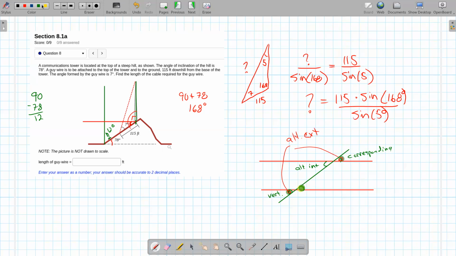Other relationships that are important here is the idea that this given angle I started with over here and this angle right here, these two have to add up to 180. So that means they're supplementary. And otherwise, that supplementary has an alternate interior angle. It has a vertical angle. It has a corresponding angle to it that are all congruent.